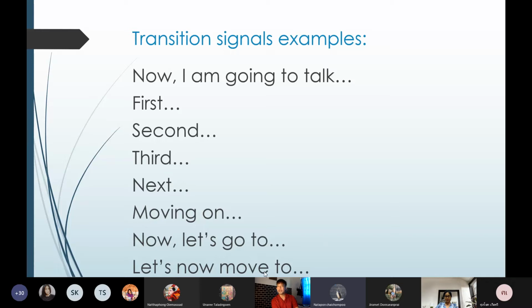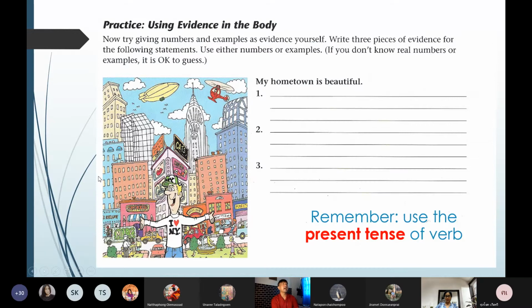Now let's go to the next slide, please. Okay, now how do we put evidence, or how do we give supporting details to the main idea or to the main points? Now try giving numbers and examples as evidence yourself. Write 3 pieces of evidence for the following statements. Use either numbers or examples or any details. If you don't know real numbers or examples, it is okay to guess.